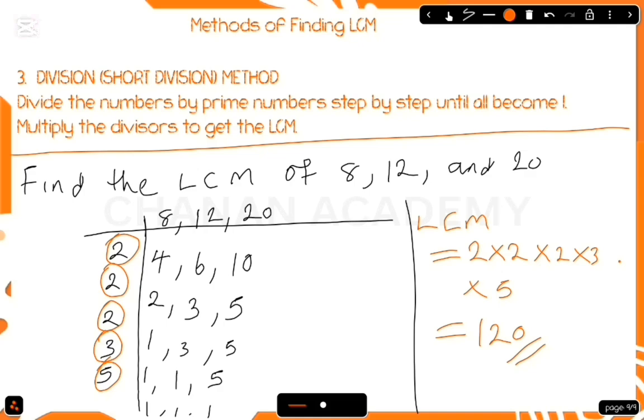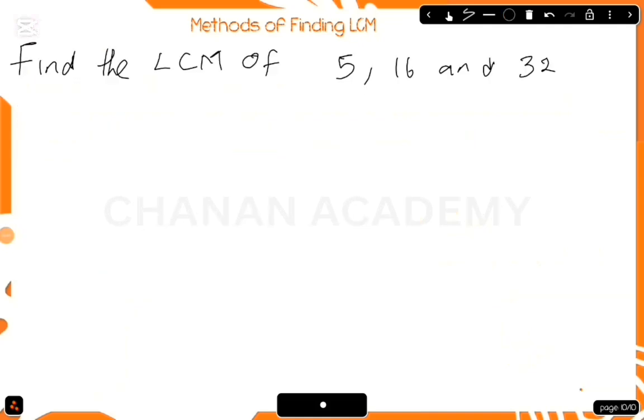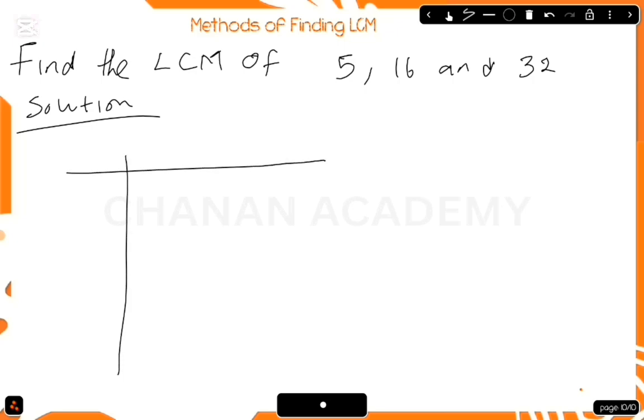So we'll take another example. Find the LCM of 5, 16 and 32. I'm going to be using the division method, because it is best for large numbers and many values. So, solution: we draw out our line. So 5, 16 and 32.